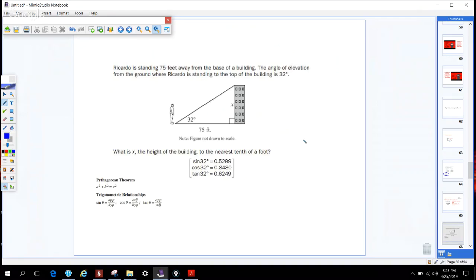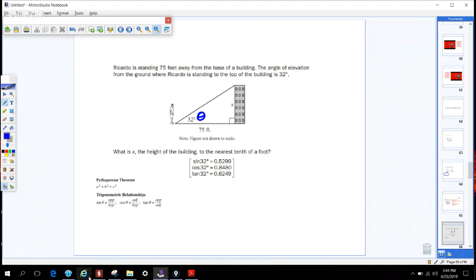So here it says Ricardo is standing 75 feet away from the base of the building. It says the angle of elevation from the ground is 32 degrees. And it says, what's the height? So let's go over this. And the first question, I'm going to go slow just to make sure you remember. Anytime you see angle, that is my theta. So this is my theta because it's 32 degrees. Then from theta, I have to mark three things. I mark the opposite, the adjacent, and the hypotenuse. How can I determine what the hypotenuse is? Go for it, shout it.